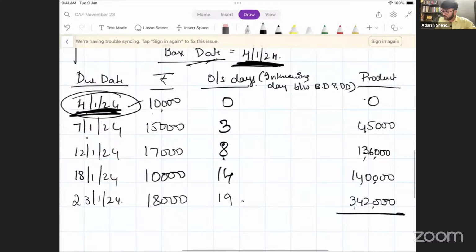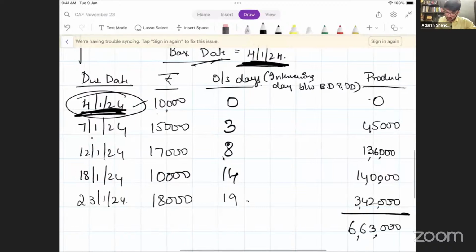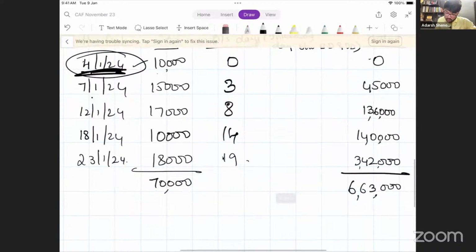Then we total up the product. So you get 45,000 plus 1,36,000 plus, sorry, not 14 lakh, 1,40,000 plus 3,42,000. What's the total? 6,63,000. This is the total of the product. Total of the amount also, so this is 70,000. Correct?